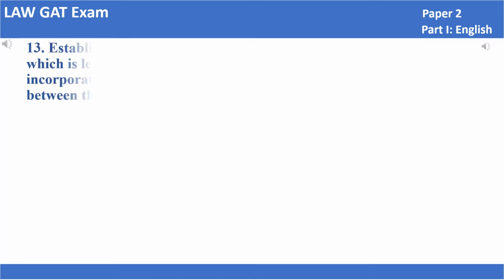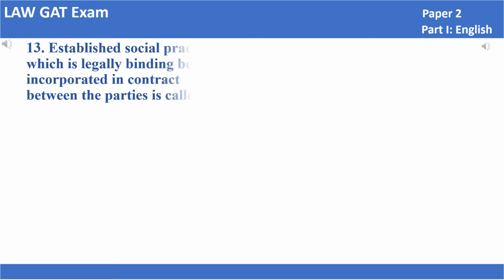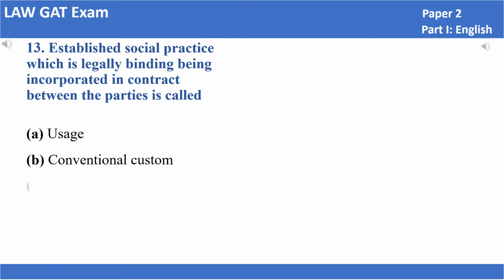Established social practice which is legally binding, being incorporated in a contract between the parties, is called option A, usage, option B, conventional custom, option C, both A and B, or option D, none of these. The correct answer is option C, both A and B.